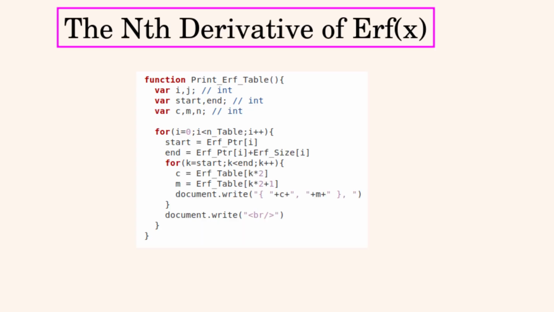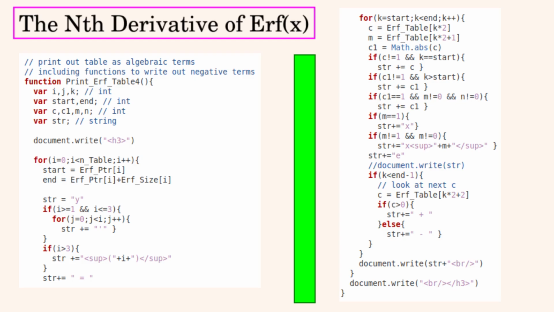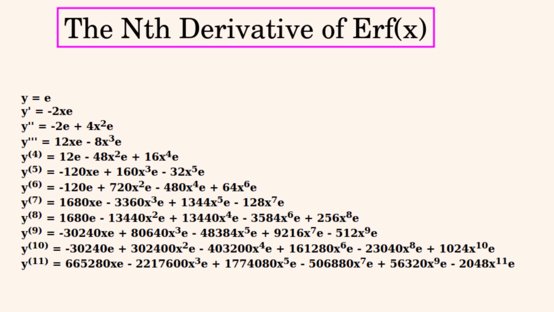This function prints out the table as constants. This function prints out the table as algebraic expressions. The variable e is written at the end of each term here. And here is the table of derivatives. It has similar behavior to the other functions. The number of terms climbs as half the number of which derivative it is. The coefficients get larger, but not too large.